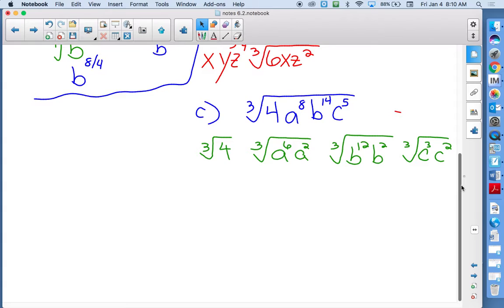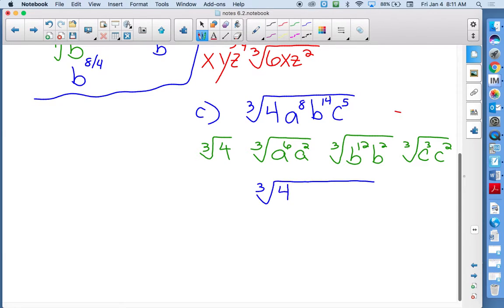So I have my variables split up so that the first variable is the power that will divide. The second variable is whatever is left over. So 8 is 6 and 2. The 14 is the 12 and the 2. And the c to the 5th, the 5 is the 3 and the 2. So when we simplify those, Brandon, what do you get? So the 4 we can't simplify.